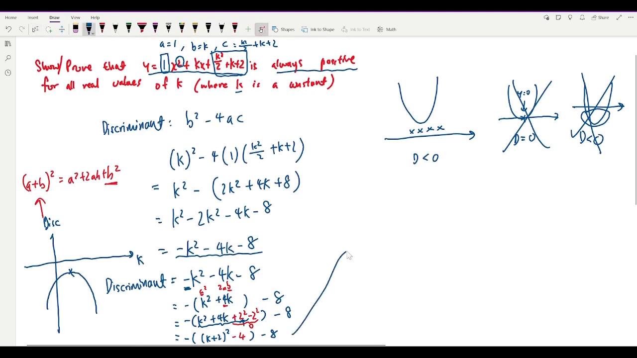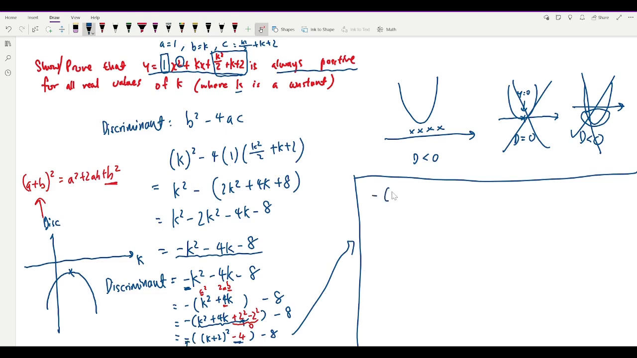And then from here, let's continue up here, right? When I bring the negative 4 out of the brackets, that's the opposite of factorizing out negative 1. So when we bring it out of the brackets, we need to multiply by the negative 1 outside. So I will have negative k plus 2 squared plus 4, because negative 4 times negative 1 is positive 4, then minus 8. And finally, we will get this, right? Negative k plus 2 squared minus 4.